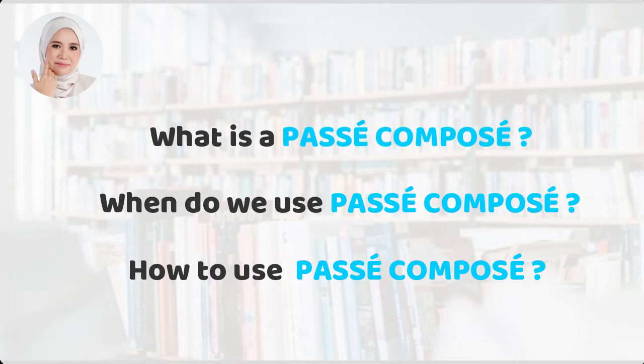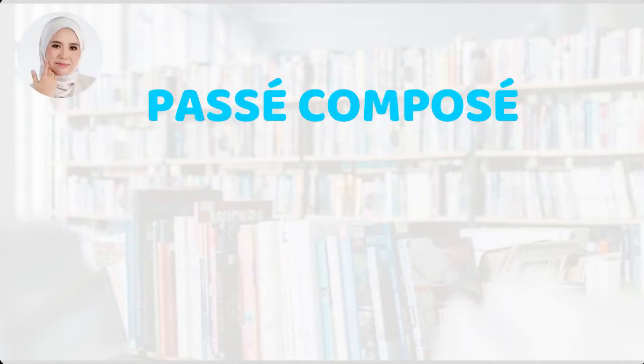And the most essential part in this clip is to explain when do we use passé composé with auxiliary avoir, and when do we use passé composé with auxiliary être? And what are the two exceptions for verbs using auxiliary être? Alright, so now let's get started.